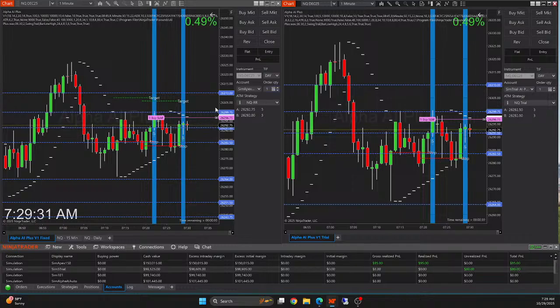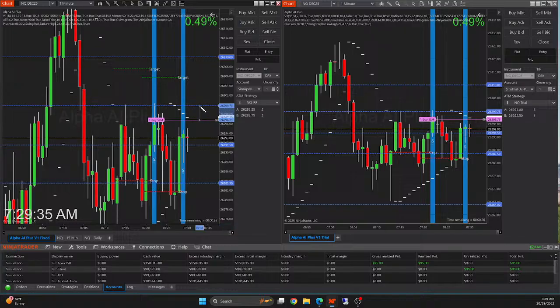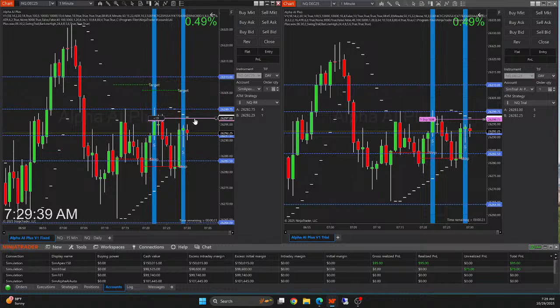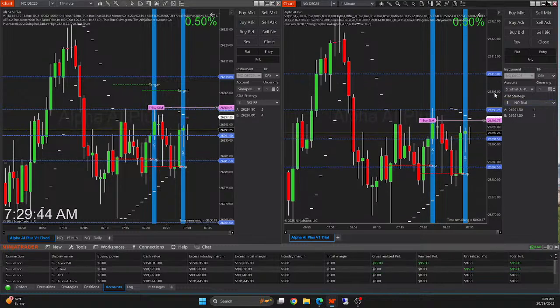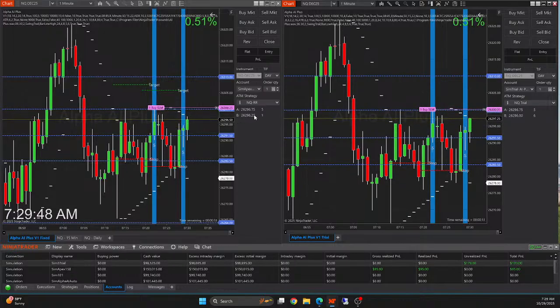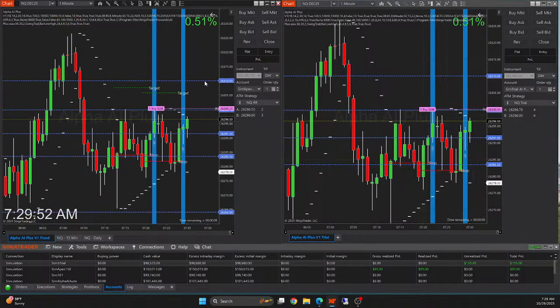There's another signal here. Let's see if it has 20 ticks or more. No, this one is 12 ticks. So I'm going to add my buy limit right here, above this line, because we need 20 ticks or more. Then I'm going to add my buy limit right here. And this is going to be my target right here. So we need 20 ticks or more.